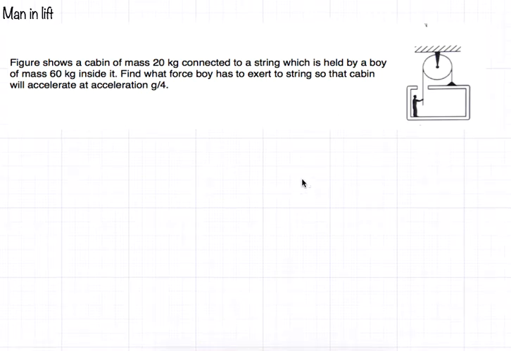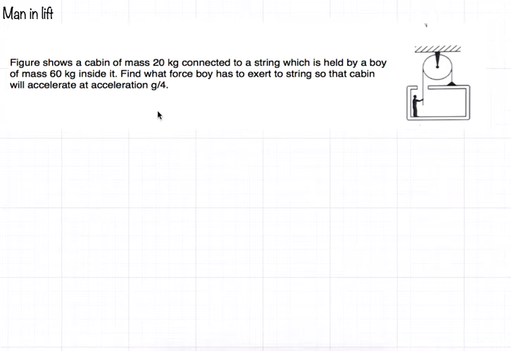Okay, this is a very typical problem in which there is a man, and the man is in a cabin. This is not a lift, although it is written as a man in a lift, but it is actually a cabin, because the lift cannot be 20 kg, right? Whatever. So this cabin is of 20 kg mass and the man is of 60 kg mass, and the man is pulling this rope. You can see this rope, and the rope is attached to the cabin at one point. So there is only one tension force on the cabin, right?